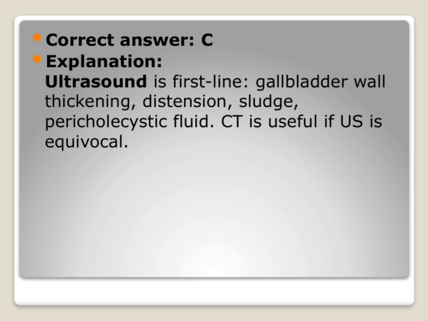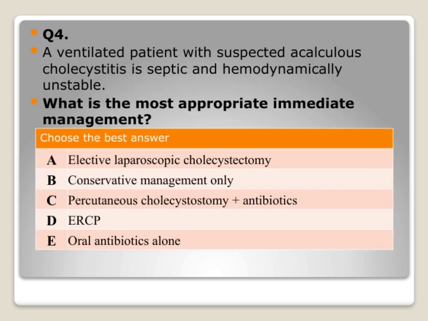Overall, understanding the strengths of ultrasound and knowing when to escalate to CT ensures we accurately identify gallbladder pathology, which is essential for guiding effective treatment. All right, let's look at this scenario. We have a ventilated patient with suspected acalculous cholecystitis who is septic and hemodynamically unstable. This situation is quite critical, and it requires immediate action.